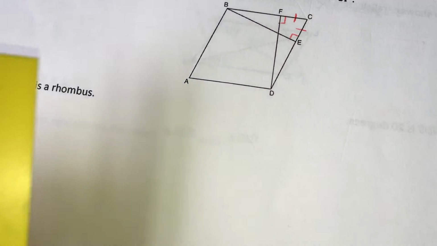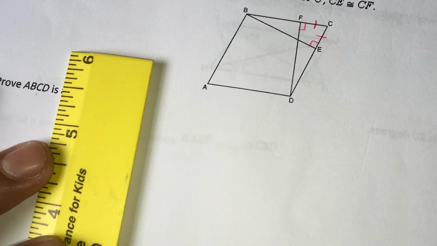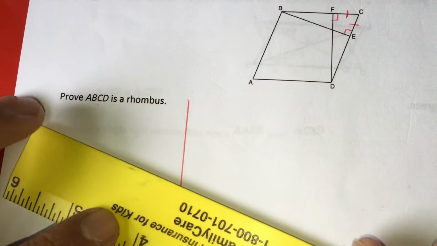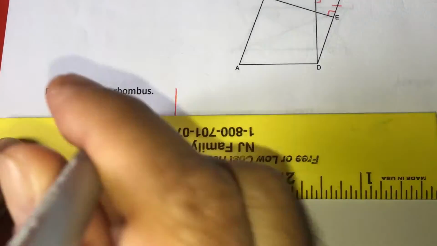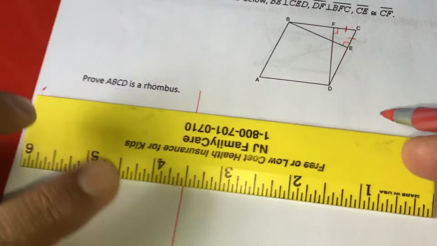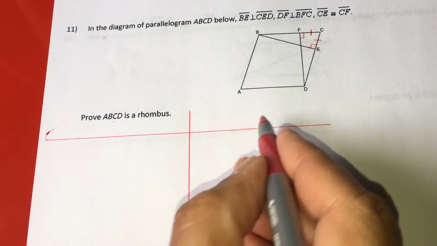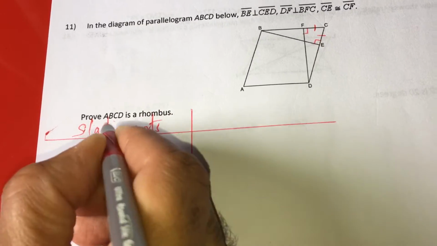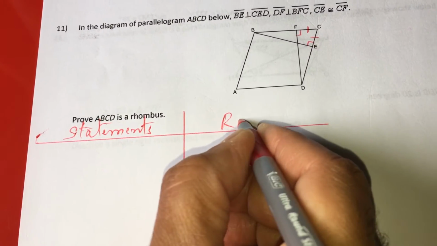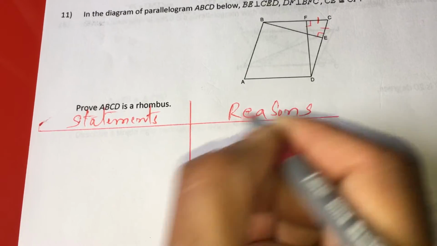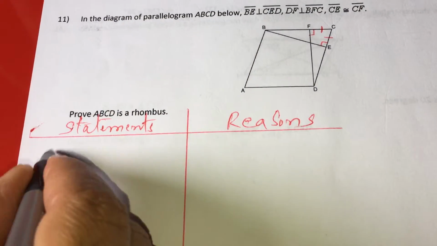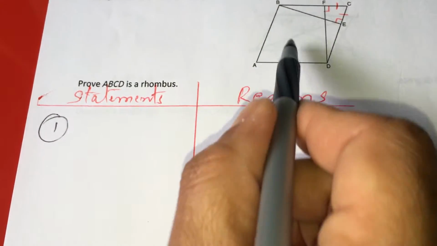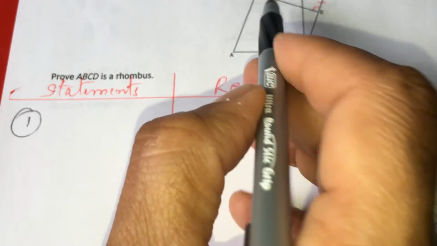So to prove this, we do a two column proof. I am drawing a line here and I am calling the left side statements and, in the same way, the right side reasons. Statements, and here reasons. So how do we prove this?